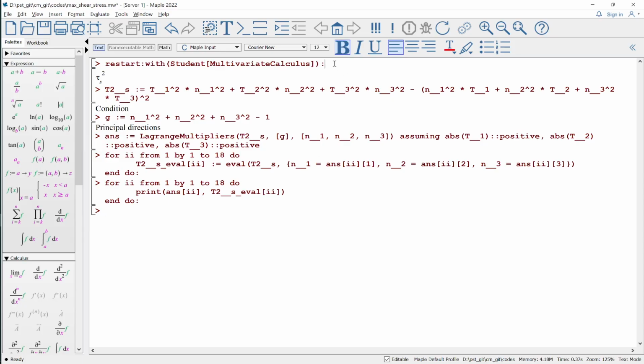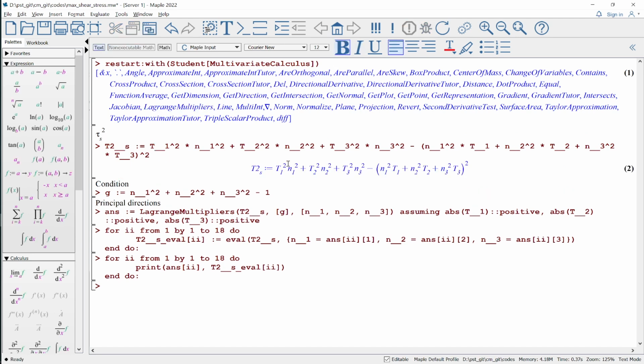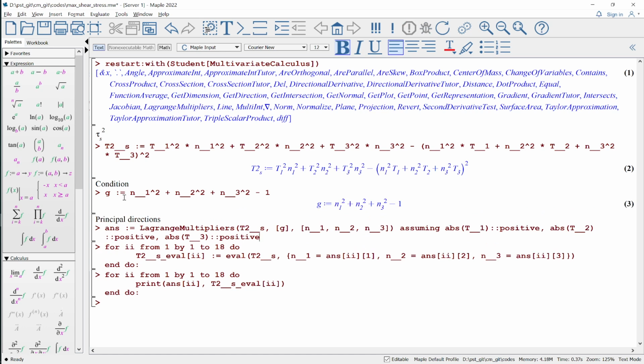Right, so here in the first line, I basically call the relevant package here, which includes the Lagrange multipliers. Next, I have my tau s squared in here. This is basically the maximization function. And then I have my condition, for which I used G, which is quite common notation in optimization problems. And I moved 1 to the left side of this expression.